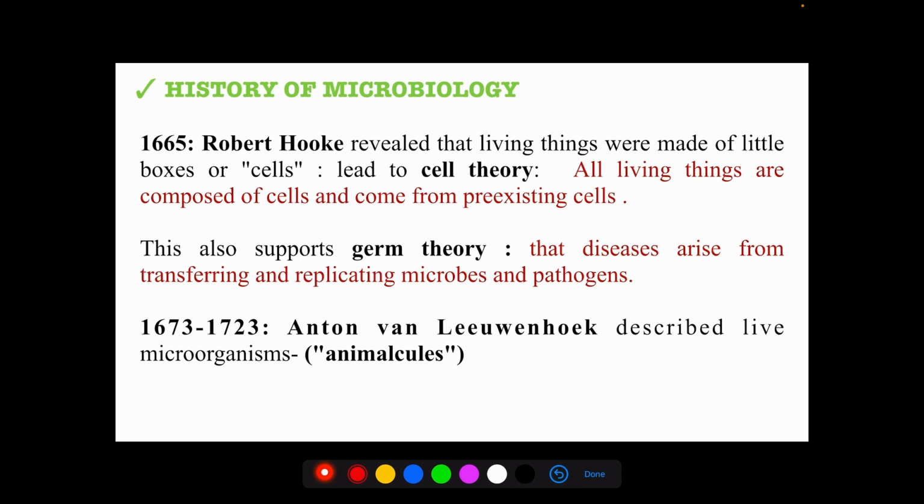And so if someone has, for example, tuberculosis and is coughing all over, and someone who doesn't have the disease catches these microbes from the air, the microbes enter the system and begin to multiply or replicate and cause disease in such a person. But it was Anton van Leeuwenhoek who described the live microorganism and called it animalcules. So these were the initial stages of the development of microbiology.